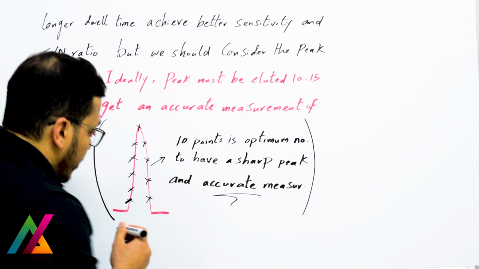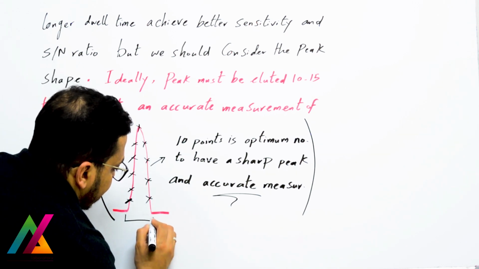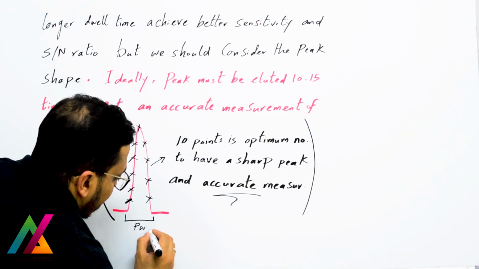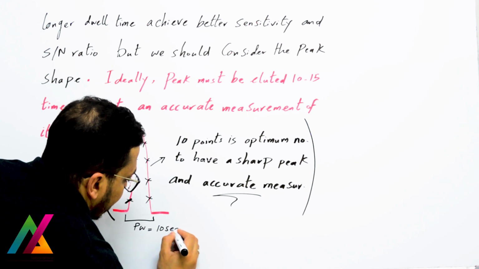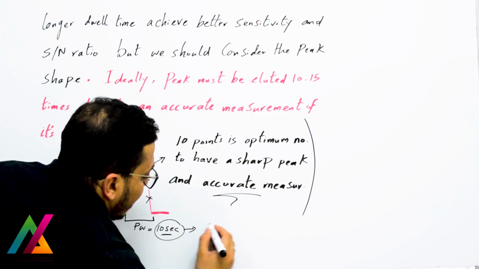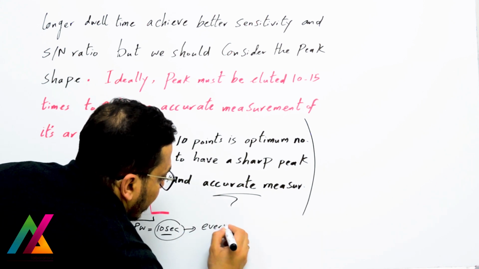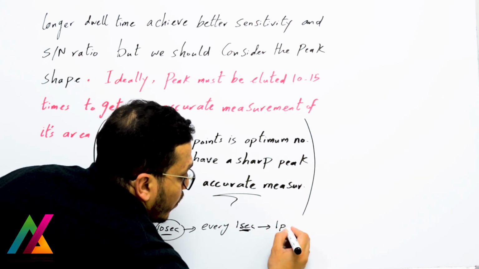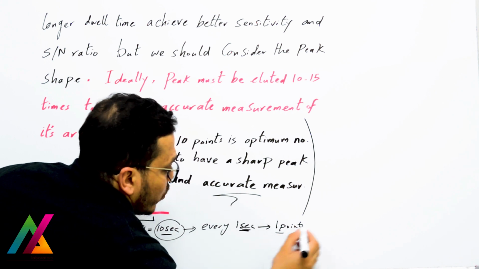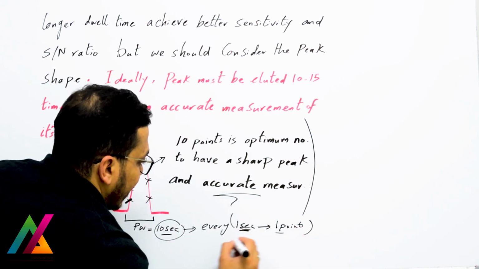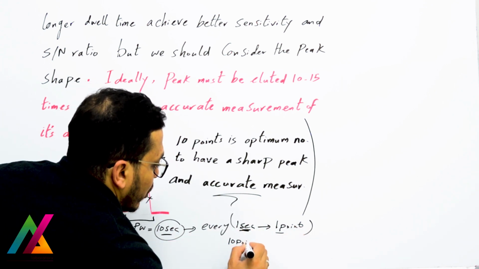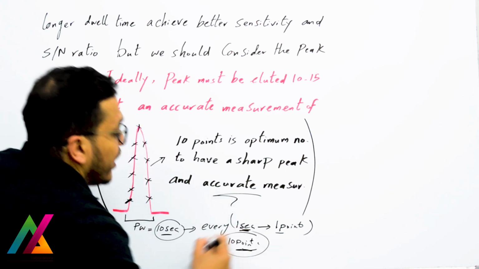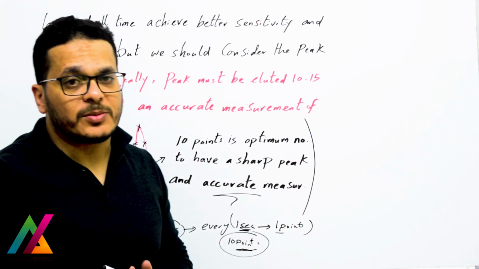As an example, if the peak width is equal to 10 seconds, then every 1 second there will be 1 point, and we will get 10 points for 10 seconds to draw the peak and to get an accurate measurement for this peak.